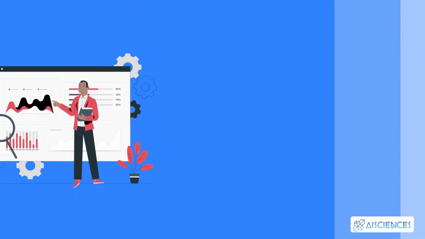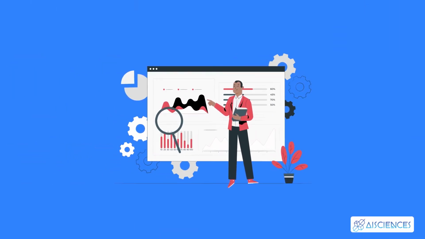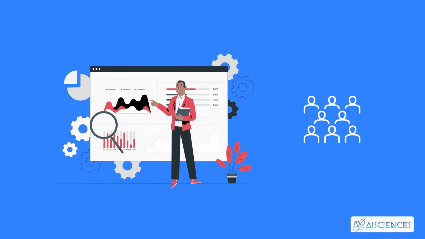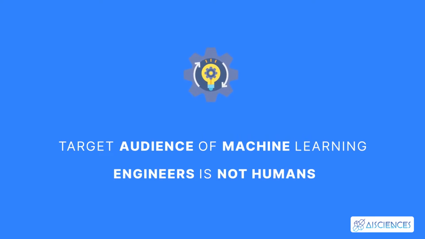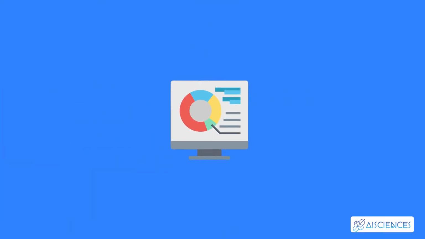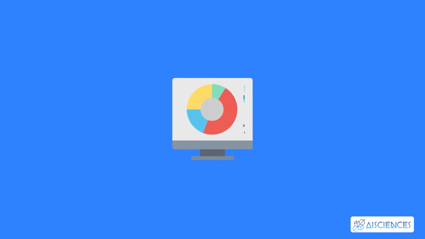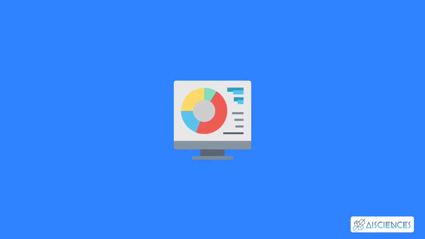Data scientists come up with insights, typically in the form of charts or illustrations. These are then presented to a human audience. Most often, the target audience of machine learning engineers is not humans. Instead, the insights of machine learning engineers are used to train machines to provide better and more accurate results.